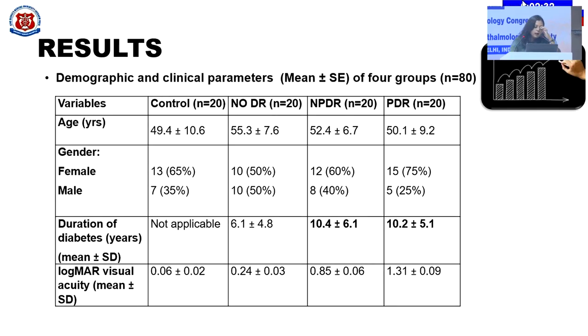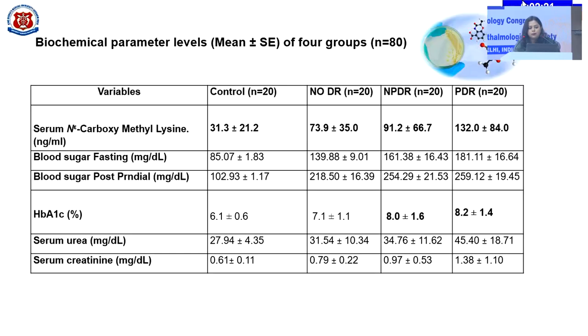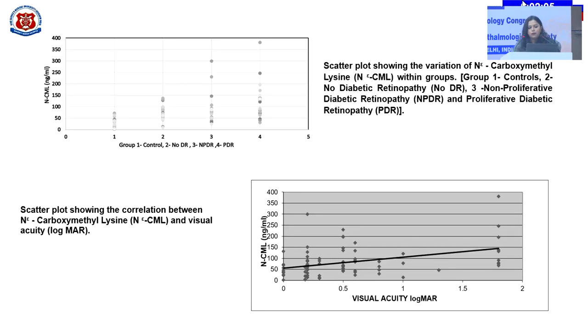In the results, I would like to highlight the main things. All the groups were age and sex matched. The duration of diabetes in the NPDR group and PDR group was comparable, and no significant difference was there. The NCML levels were rising as we proceeded in severity from control to proliferative diabetic retinopathy. What is noticeable is that the glycemic status, if we see NPDR and PDR, the HbA1c levels were not significantly different. This scatter plot shows the NCML and the visual acuity, the functional changes which we saw with severity. With the increase of NCML, the visual acuity was decreasing.